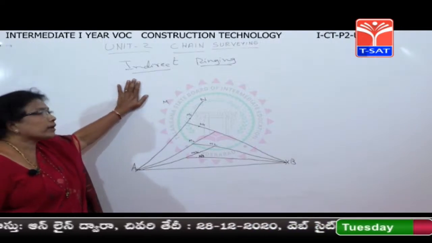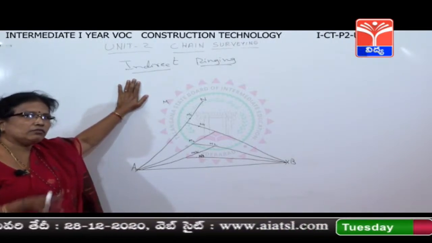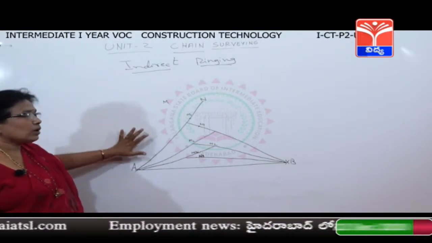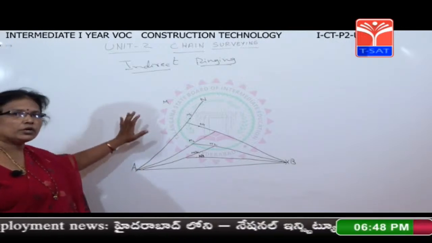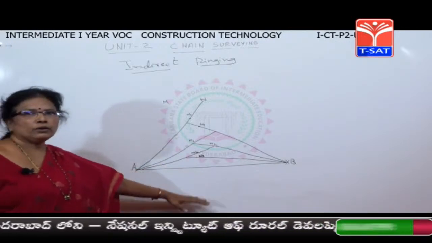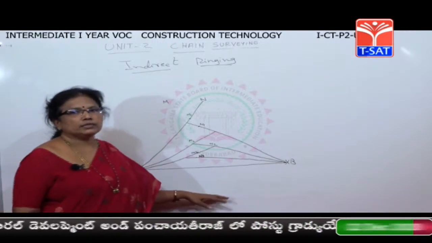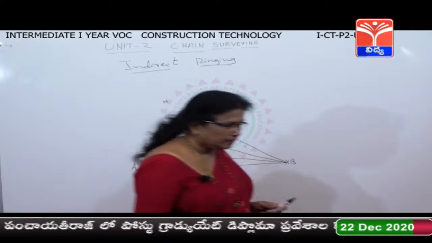First, you have to write what is indirect ranging and in which situation you are going to do this. Then you have to draw this figure. You will be awarded marks for this figure also. Then you have to give the explanation. This is very simple and you will be getting this for 6 marks.